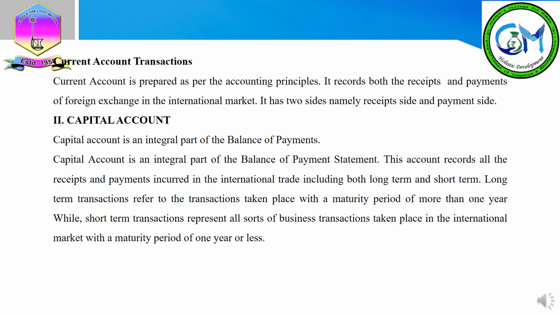More than 1 year is called long term transactions. Whereas the short term transactions represent all the sorts of business transactions taking place in the international market with a maturity period of 1 year or less than a year. It also maintains a detailed record of the bank balances of the non-residents held in the home country. So this is also one of the major important points in the capital account.